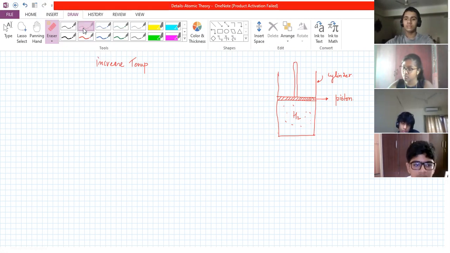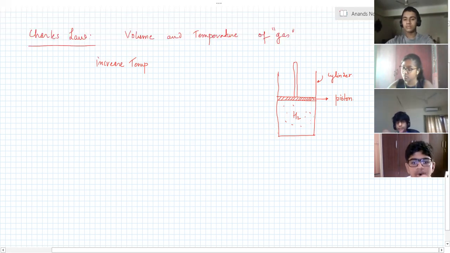All right, so what do we do here? Let's assume that this is at ambient temperature, means 27 degrees something is there. This is going to occupy a volume. Now you supply heat to it. Once you supply heat to it, what do you think is going to happen?